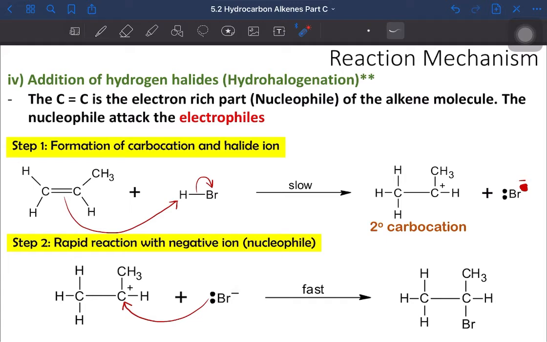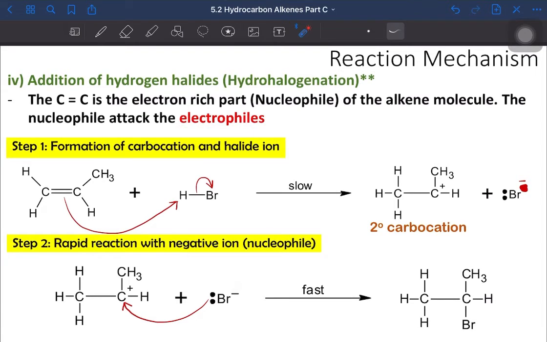Okay, so the carbon-carbon double bond in the alkene molecule is known as the electron-rich part, which is the nucleophilic site. So the nucleophile will always attack the electrophile. Okay, so now for the reaction mechanisms of hydrohalogenation, it involves 2 steps. The first step is the formation of carbocation and halide ion, and the second step is the rapid reaction with negative ion nucleophile. Okay, so let's look at the first step.